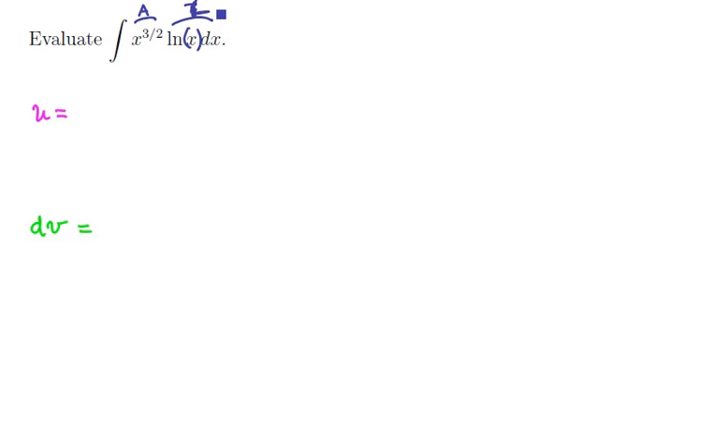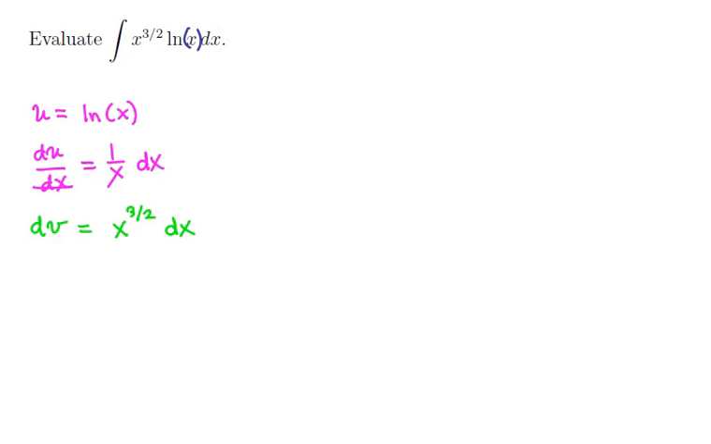And so what we'd want to do is set u to be the logarithmic term, and we'd want to set dv to be the algebraic term right here. So let's replace those. u will become ln of x, and dv will become x to the power of 3 halves. Now we'll need the derivative of u, so we're going to have du dx is equal to 1 over x, or if we multiply both sides by dx, we'll have this differential here.